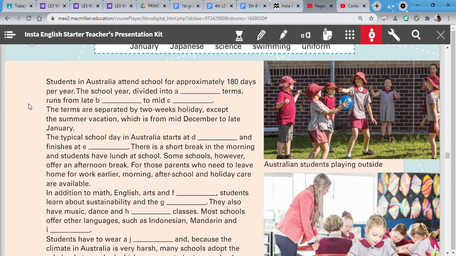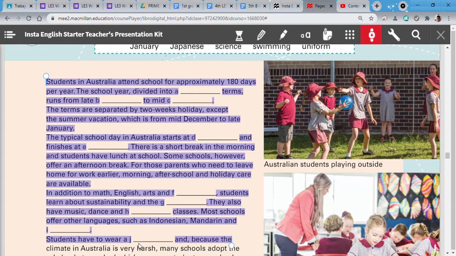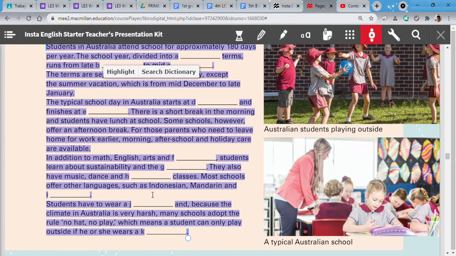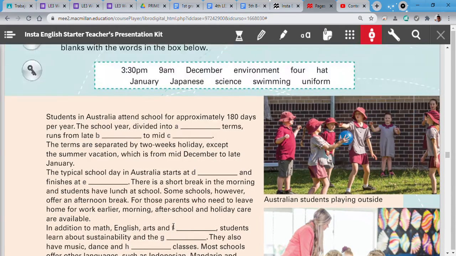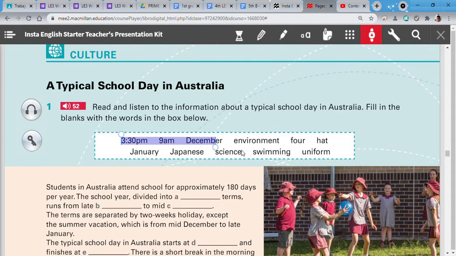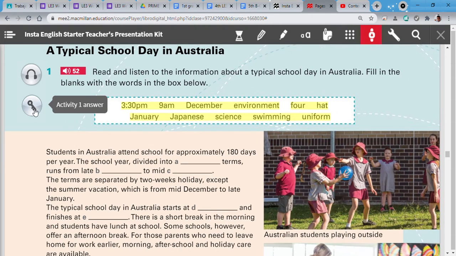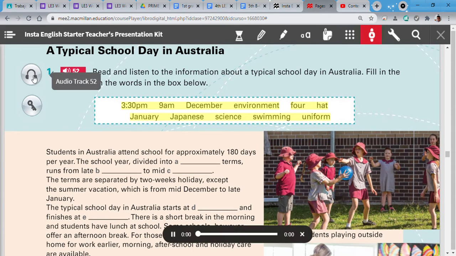Easy. This is our activity, no? So as you can see, there are some parts that need to be filled, like letter A, B, C, D, E, F, G, H, I, J, and K, with the information from here. This is going to be the information. So I'm going to play the audio, and what do you have to do? Listen and complete. So get ready, please.